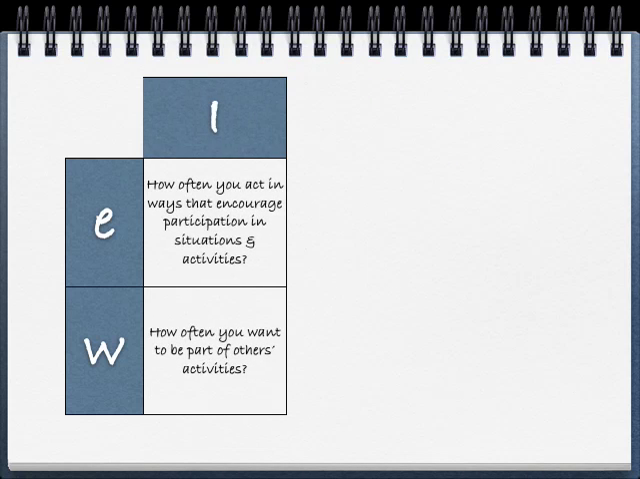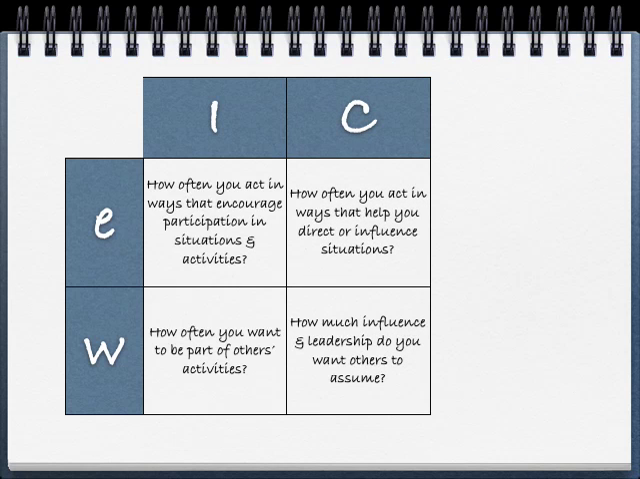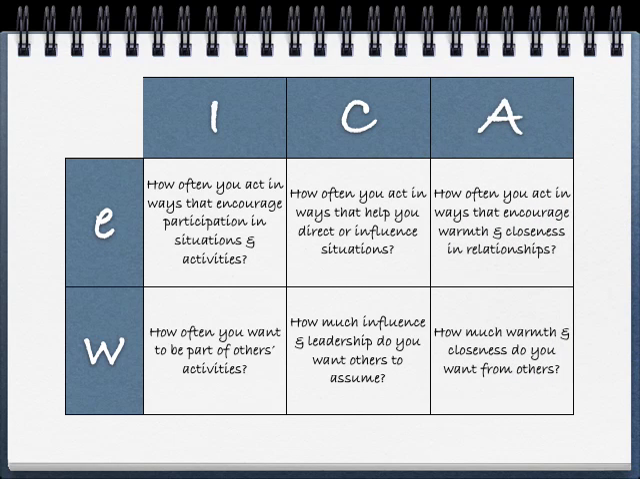The FIRO-B tool builds up into a 6-cell grid. The rows across, with a lowercase e and lowercase w for expressed and wanted, go across the 3 dimensions. So you have an uppercase I for inclusion, and then you have that against expressed and wanted, the same with control, and the same with affection. And there you have it. That's the FIRO-B as a very brief introduction.